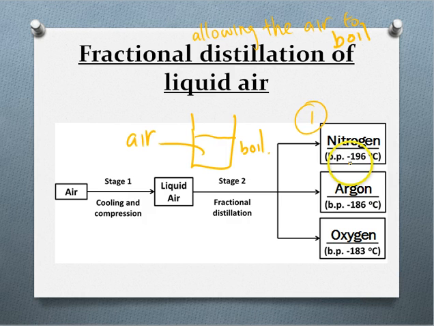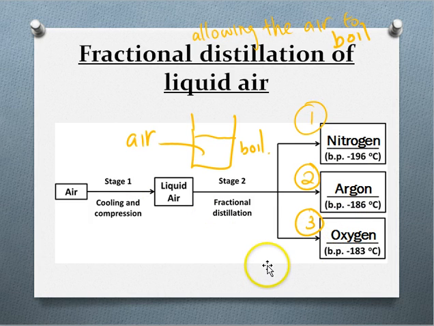After that, when all the nitrogen is gone, all the argon will be coming out. Because you can see here, negative 196 is the lowest, followed by argon, negative 186, second lowest. And once all the argon is out, then all your oxygen will be coming out. So this is how they do fractional distillation of your air.